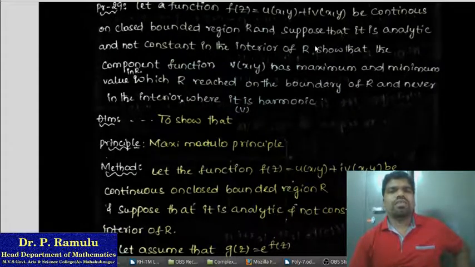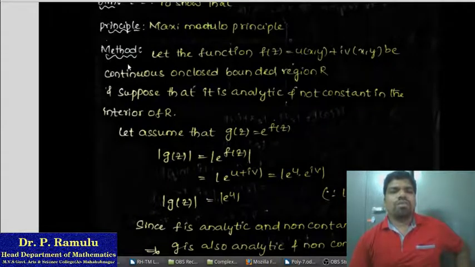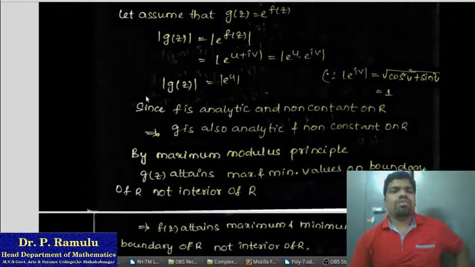Okay, you can write all these things. So here, to show this, you can use the maximum modulus principle. Method: let the function f of z equal to u of x comma y plus i v of x comma y be continuous on the closed bounded region R. Suppose that it is analytic and non-constant in the interior of R. Let us assume that g of z equal to e to the power of f of z. Mod g of z equal to, what happened? Mod e to the power of f of z, that equals mod e to the power of u plus iv, that equals e to the power of u into e to the power of iv. Mod e to the power of iv equal to 1, which implies mod g of z equal to e to the power of u.